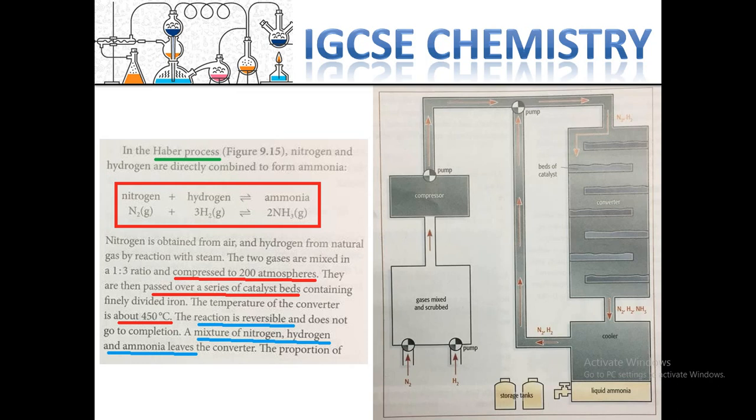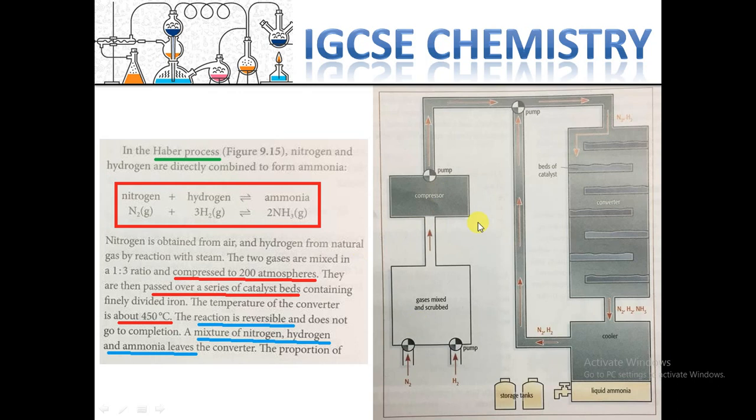This can be identified when you get the products, which is a mixture of nitrogen, hydrogen, and ammonia. After you get the product, it is a mixture. That means the product is not purely ammonia. On the right side you can see this process. There is input of nitrogen gas and hydrogen gas.